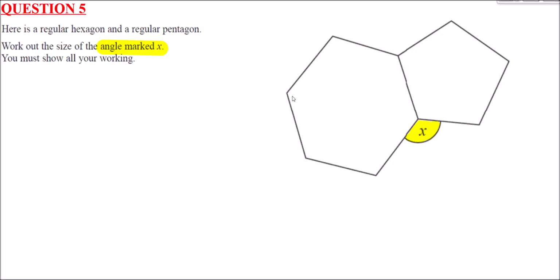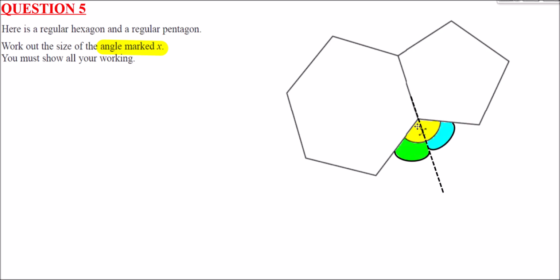So both of these shapes are regular, so we need to know how to work out the exterior angle of regular shapes. And this angle X is actually two exterior angles joined together. I can show you this by just splitting angle X down the middle almost, just extending this line here, like so. Then this angle here is the exterior angle of the hexagon. This one here is the external angle of the pentagon.